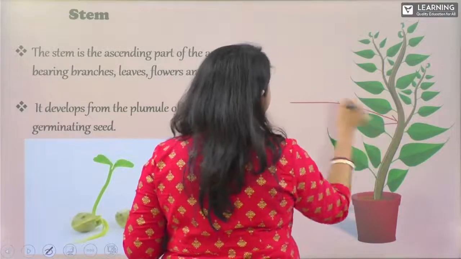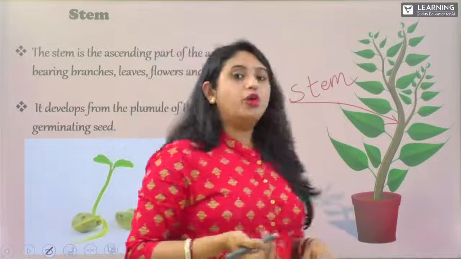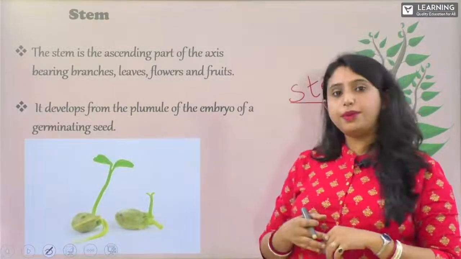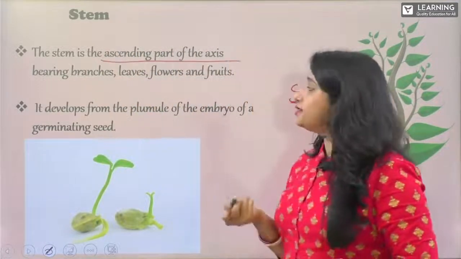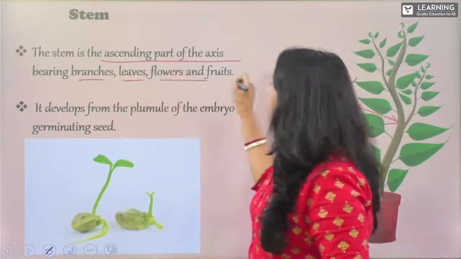This is your stem, isn't it? So this is the stem. What is the function of stem? It provides support to the plant, right? So the stem is the ascending part of the axis bearing branches, leaves, flowers and fruits.